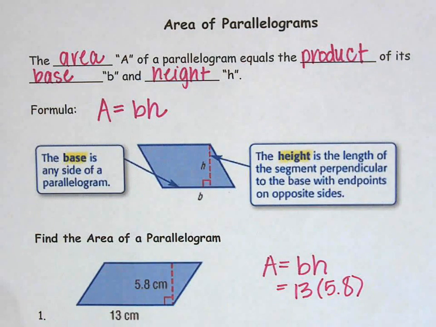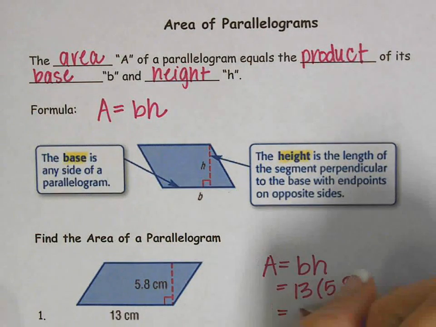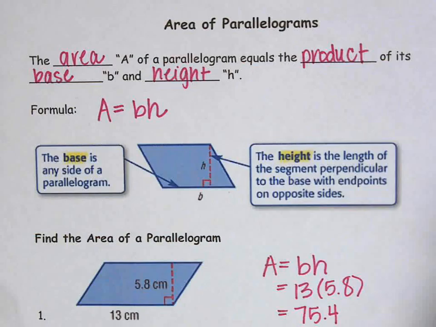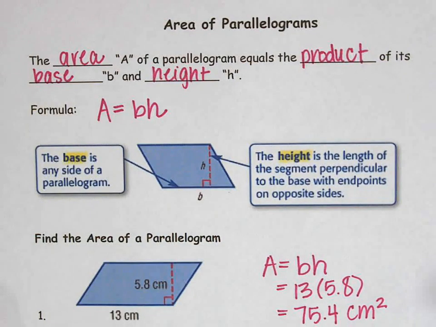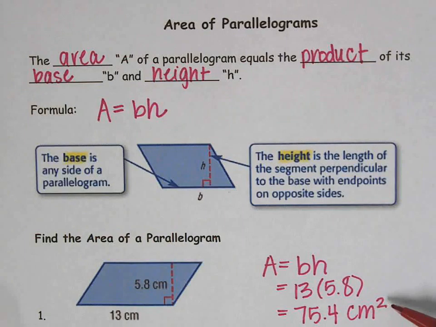And then from here we multiply 13 times 5.8, which is going to give you 75.4 centimeters squared. Area is always written in units squared, so we will always square units when we're dealing with area.